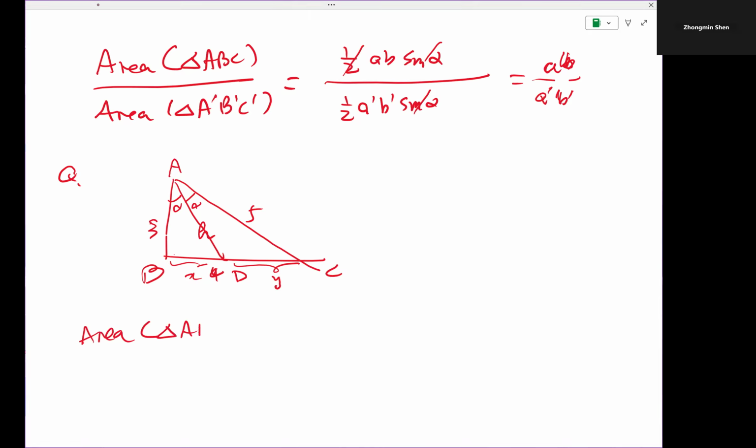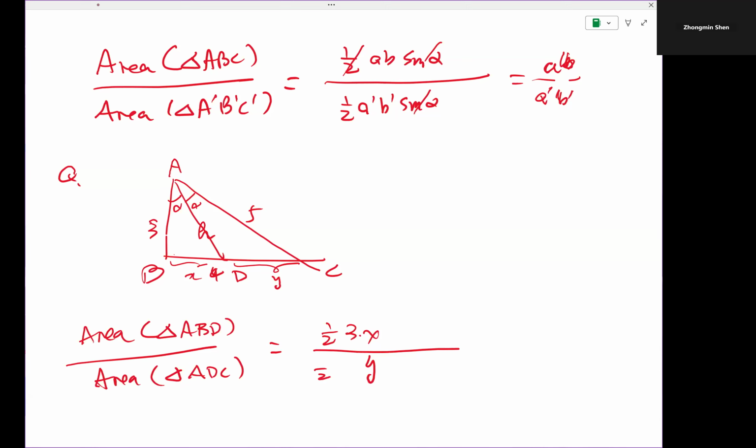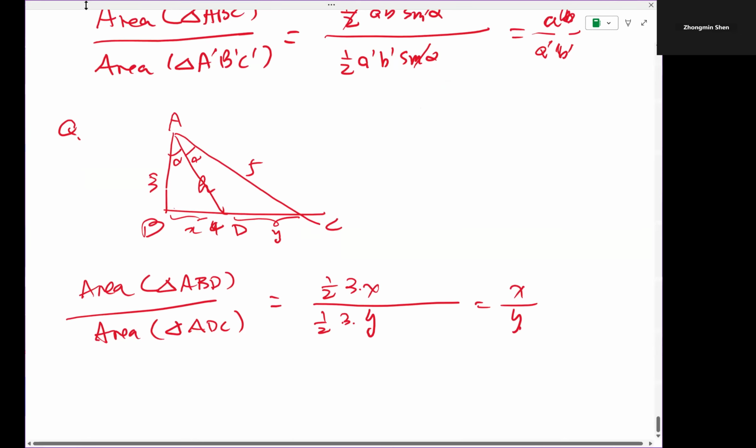Area of triangle ABD over the area of triangle ADC. So first of all, those two triangles have the same height. So the ratio will basically be x over y. If you want to put in more detail, it'd be half of 3 times x over half of 3 times y, because 3 is the height. So x over y.